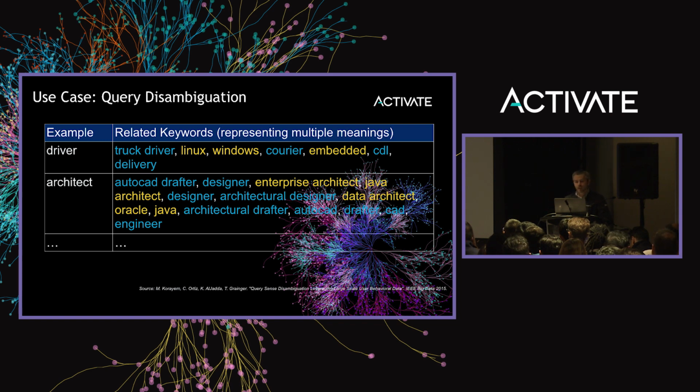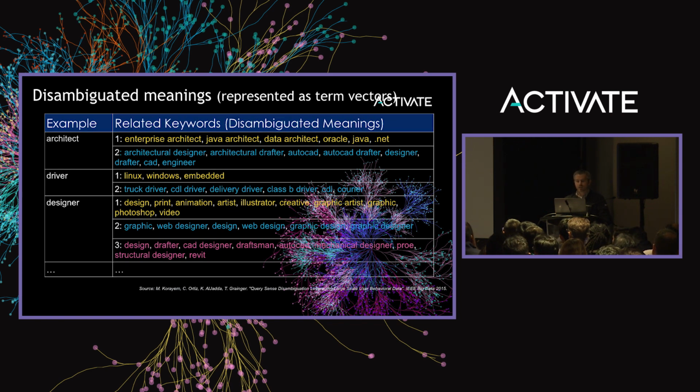Similar for architect. We kept going with designer, and what you actually see is that designer is really interesting. I've got design, print, animation, artist. The next one, graphic, web designer, design, web design. There's some overlap between these, but you can see that they're nuanced. They're slightly different in nuance. The third one, designer, draft, CAD designer, draftsman, same kind of thing.